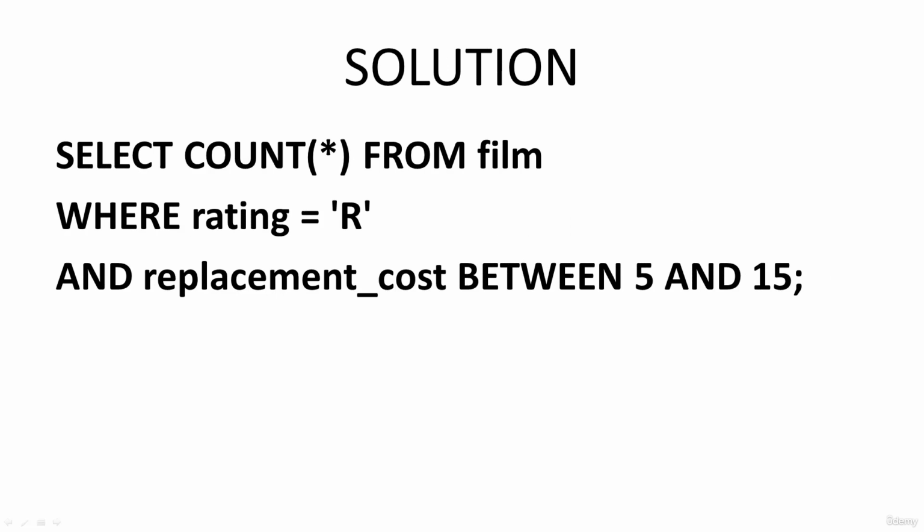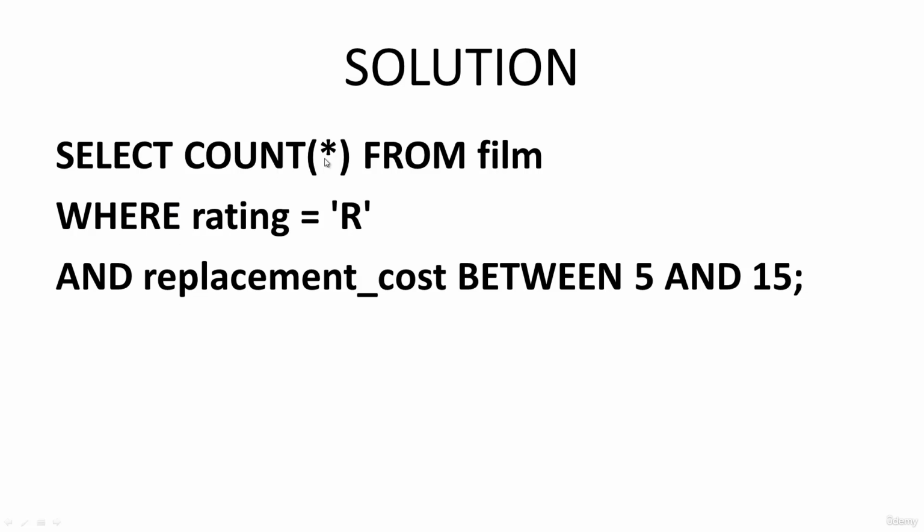Okay, here comes the solution. So the solution was to SELECT COUNT(*), so just select the count of all the rows FROM film WHERE the rating is equal to that string 'R', so single quote R single quote, and the replacement_cost column is BETWEEN 5 AND 15. Notice I don't have to put strings around 5 and 15 because they're both just numeric data types. Okay, so let's go ahead and break this down just a little further.